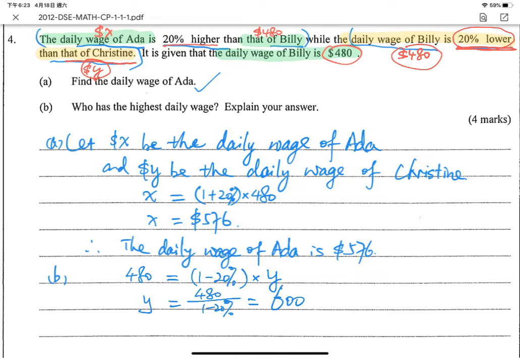So the daily wage for Christine is 600, the daily wage for Ada is 576, and the daily wage for Billy is 480. So who has the highest daily wage? Obviously, Christine has the highest daily wage.